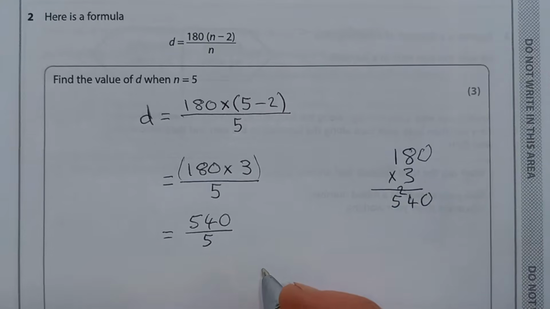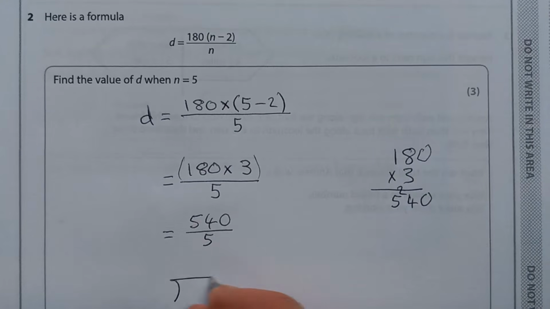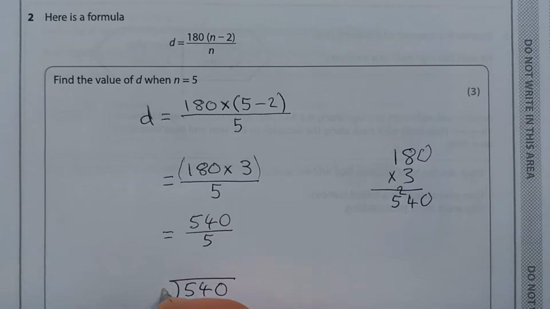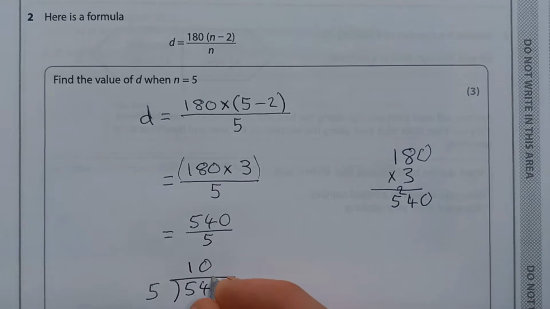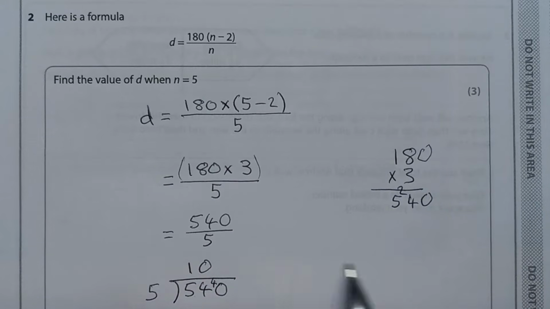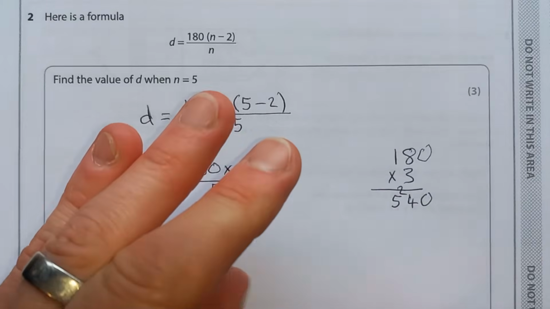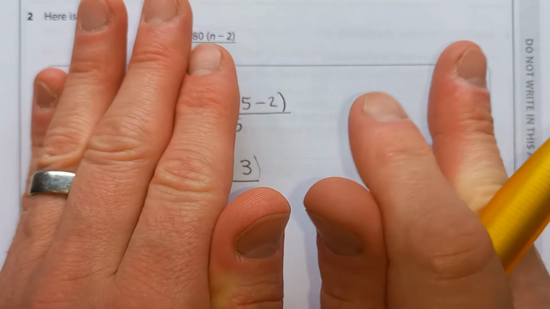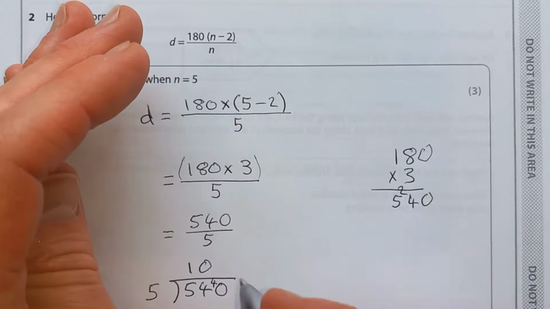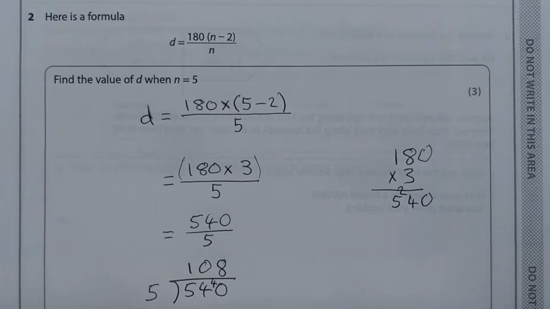So this bit, let's do this using the bus stop method. So the 540 goes in the bus stop, and the 5 is waiting outside. So how many times does 5 go into 5? Well, that's easy, that's once. What about 5 into 4? Well, 5 can't go into 4, because 5 is bigger than 4, so that's a 0. But we carry the 4 across. How many times does 5 go into 40? 5, 10, 15, 20, 25, 30, 35, 40. So that's 8 times. So our value of D is 108. And we can write that in there.